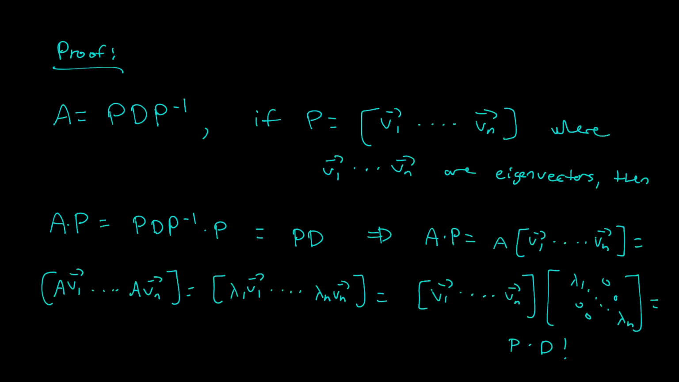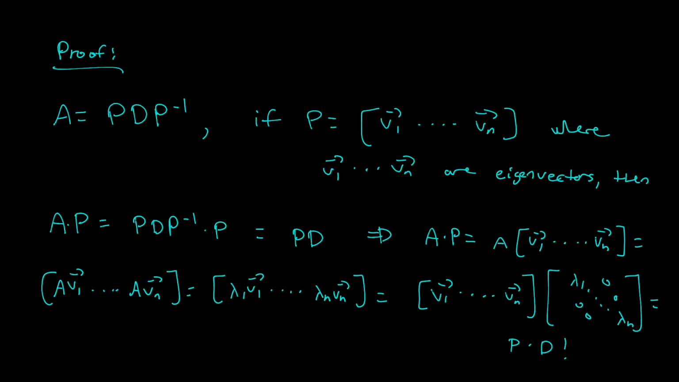If you have A equals PDP inverse, and P is the set of column vectors v1 to vn written in matrix form, where v1 all the way to vn are eigenvectors, then if we multiply both sides of that expression by P, you get AP equals PDP inverse times P, and P inverse times P is just the identity matrix, so that'll just be PD. You can show that if P and D are eigenvectors and eigenvalues, then that expression is satisfied.